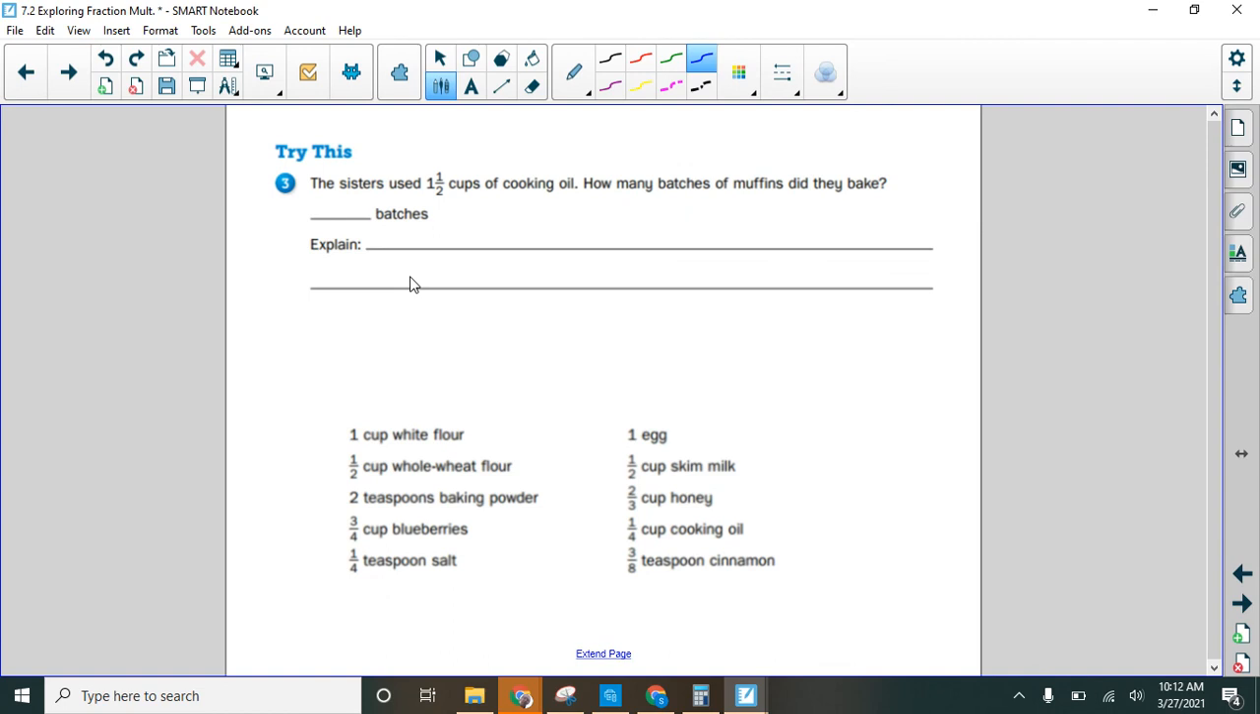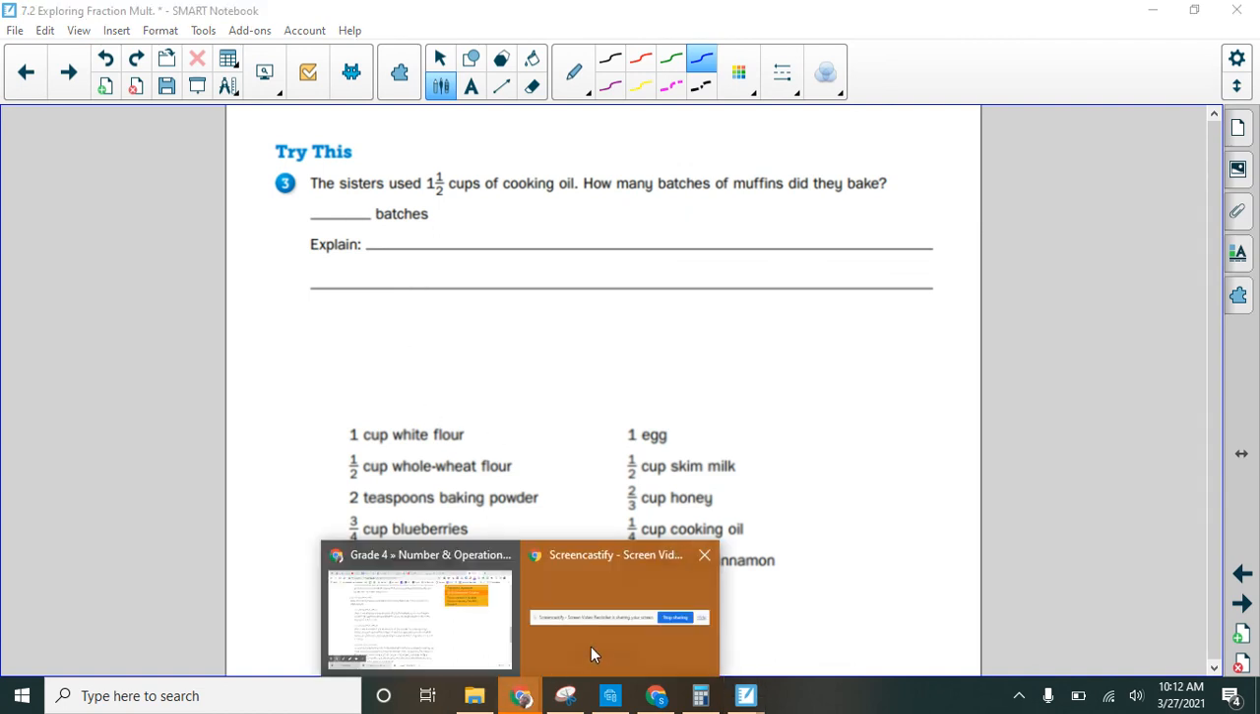All right, 4th graders, that is all for today. We're exploring multiplying fractions, multiplying a unit fraction times whole numbers, and in a real recipe. I think I'm going to go make some blueberry muffins now. All right, I'll talk to you later. Let me know if you need any help, and good luck.